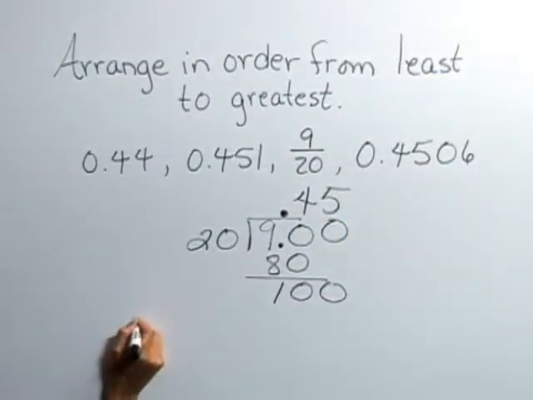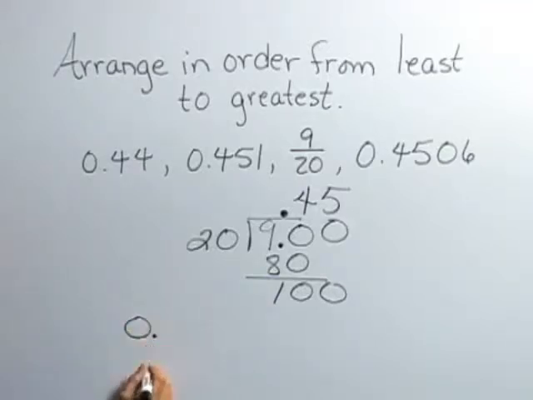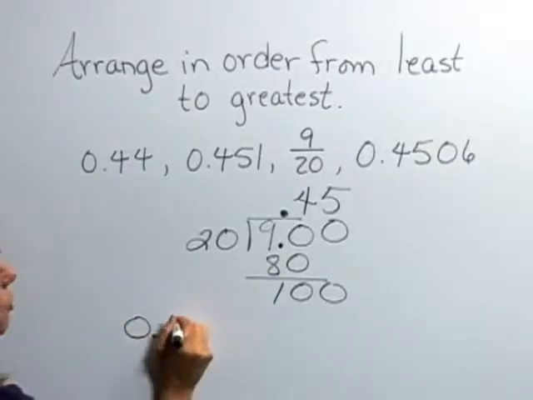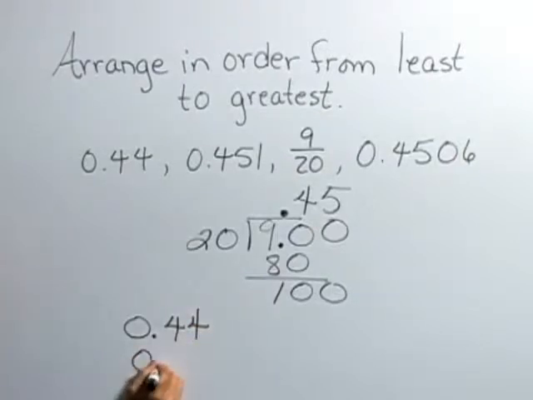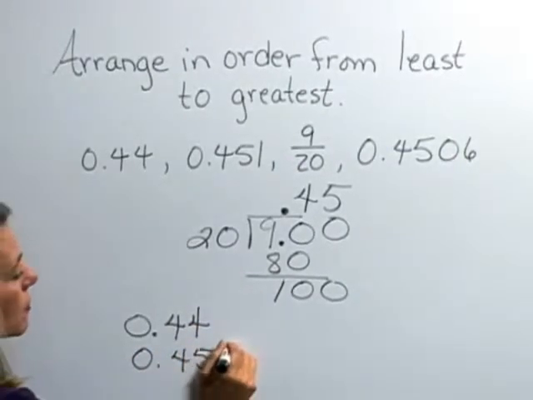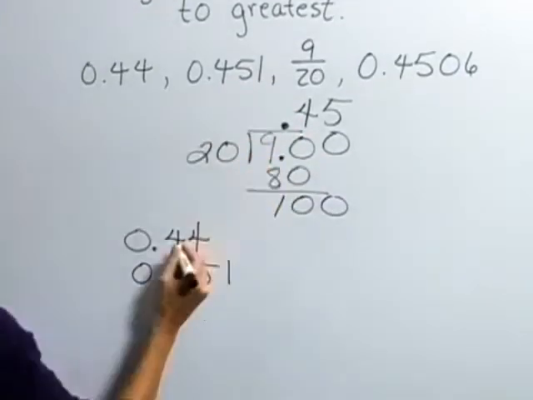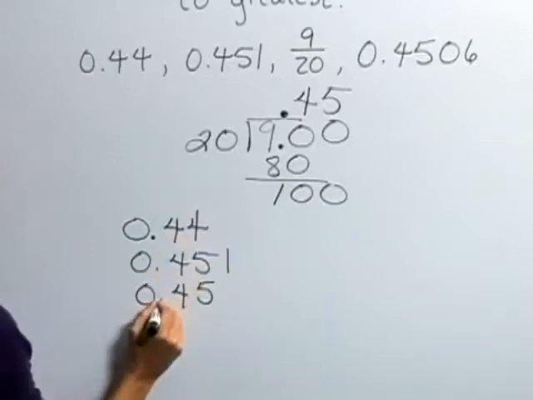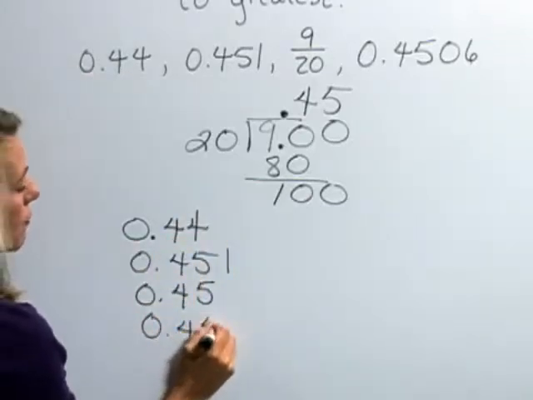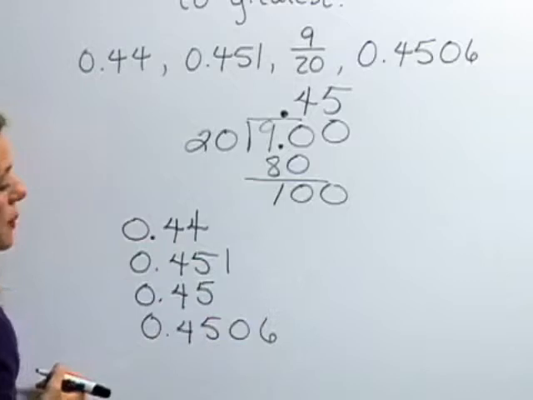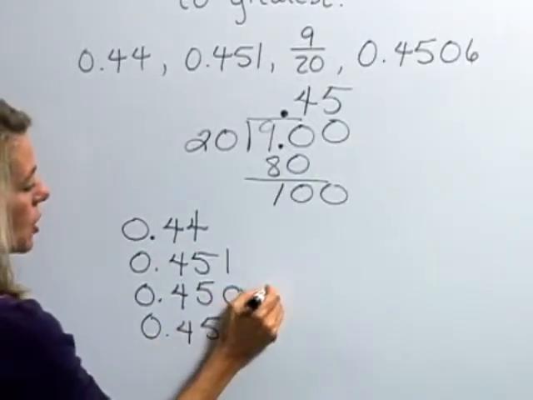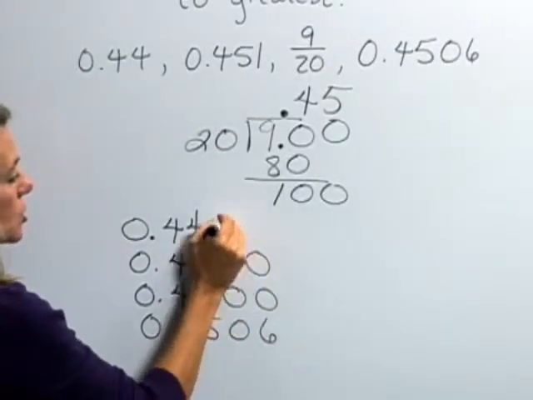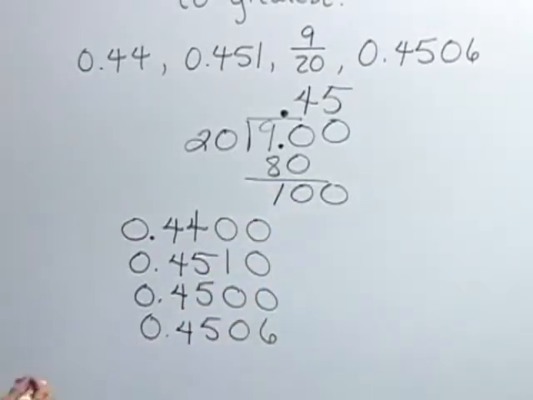So I'm going to line these up just so you can compare the different place values. 0.44, 0.451, 9/20ths is equal to 0.45, and then 0.4506. I'm going to do one more thing here. I'm going to fill in with zeros so that our eyes don't shift from one column to the wrong column as we're looking here and trying to order these.